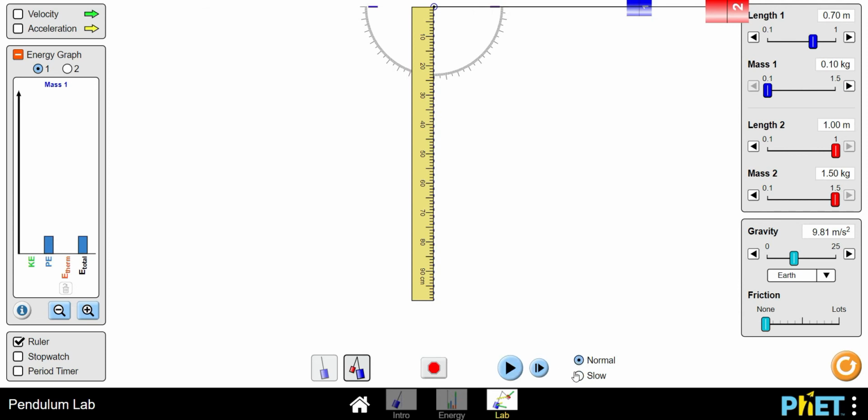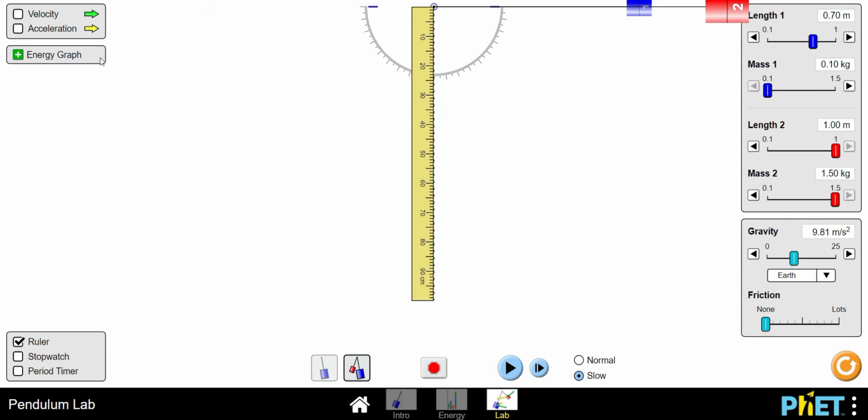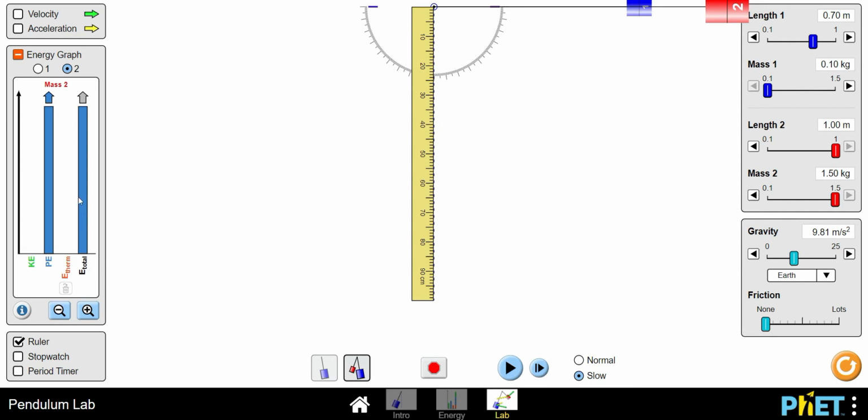Now, there's settings here. For this, I put it on slow so we can actually see what's happening. And you can see on both graphs, they have potential energy, as you can see on the left-hand side. But this one has way more potential energy. That is due to the mass.